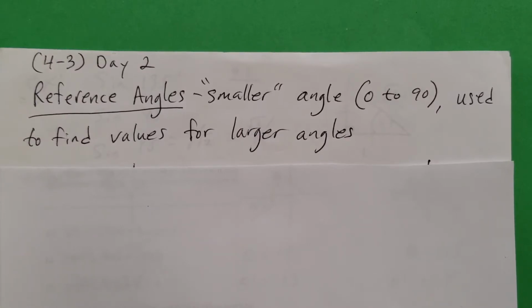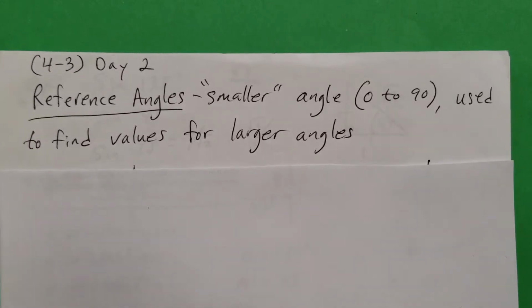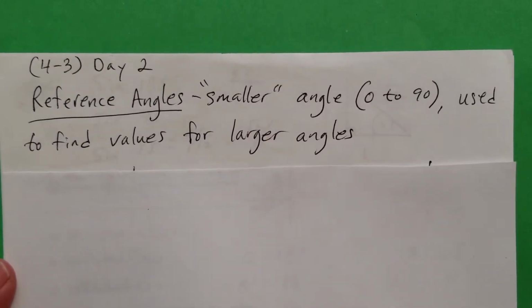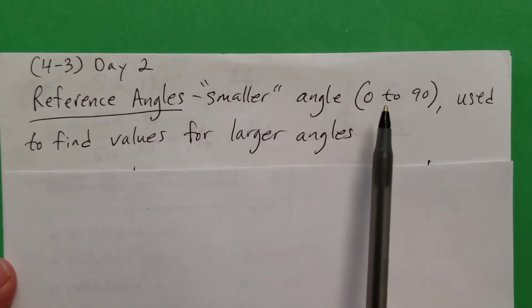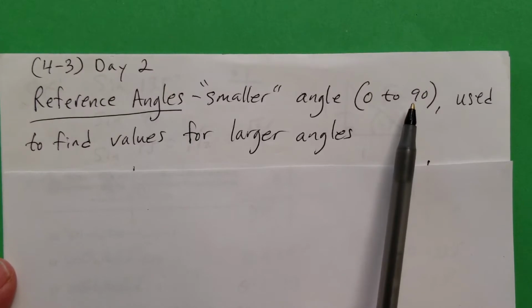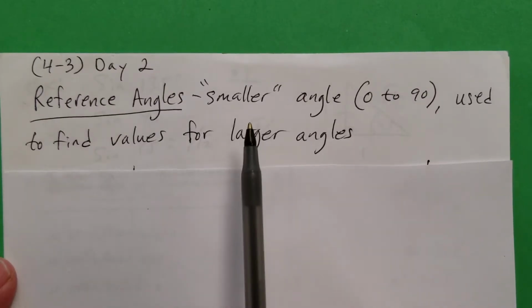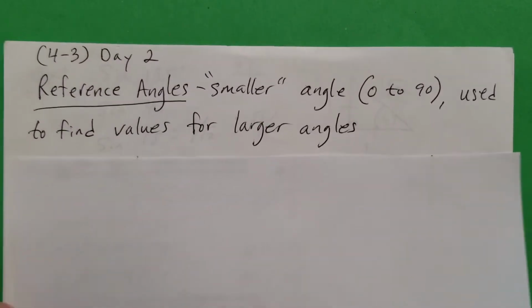It turns out that whatever angle you have, you can use a smaller angle, a reference angle, a smaller angle that's between 0 and 90 to find the values of your original larger angle. Okay?